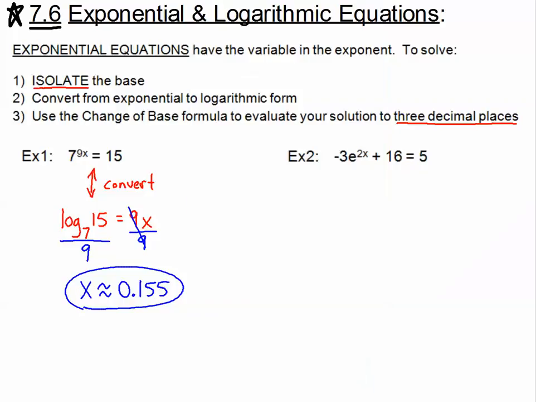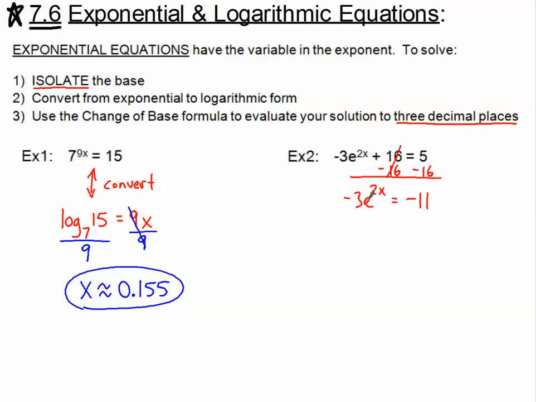Great. Let's look at example 2. Example 2, we have a base of e, and I know that the base is e because that's the only thing being raised to an exponent. Clearly, this base is not isolated. We have this 16 to deal with, so I'll subtract 16 from both sides, and I'll have negative 3 e to the 2x is equal to 5 minus 16, which is negative 11.